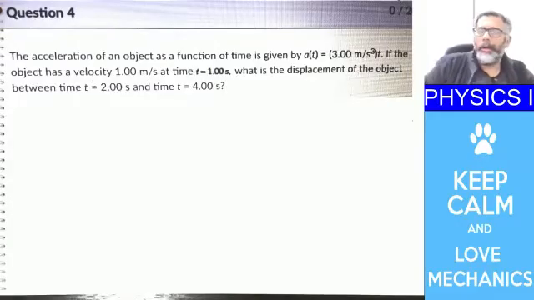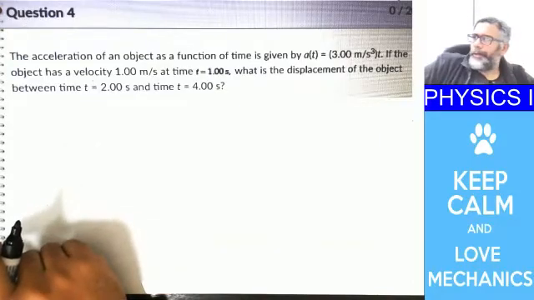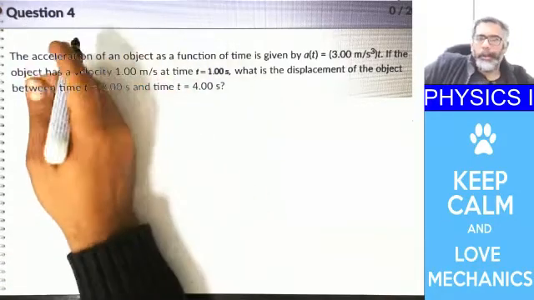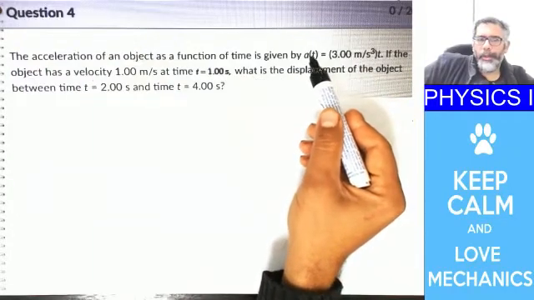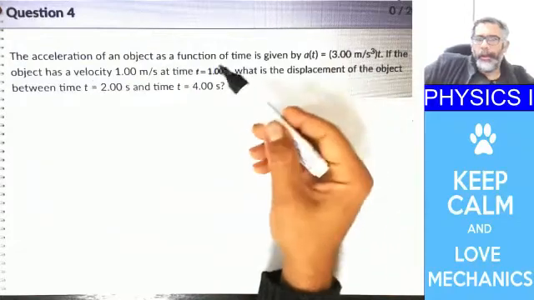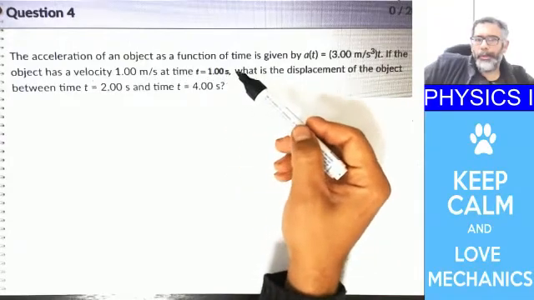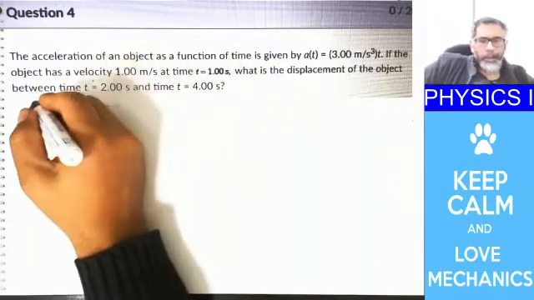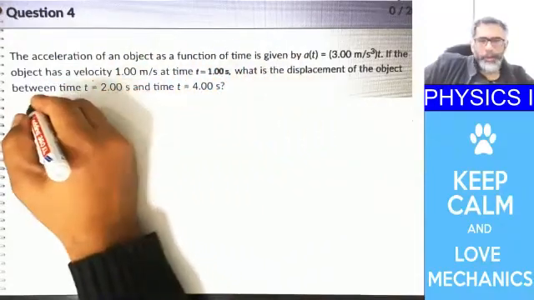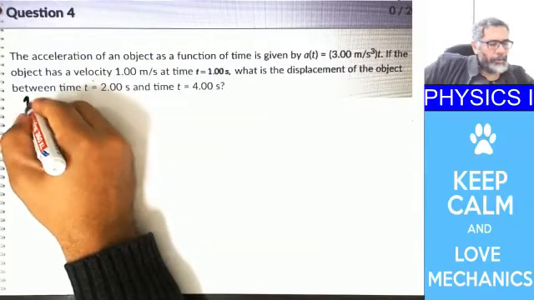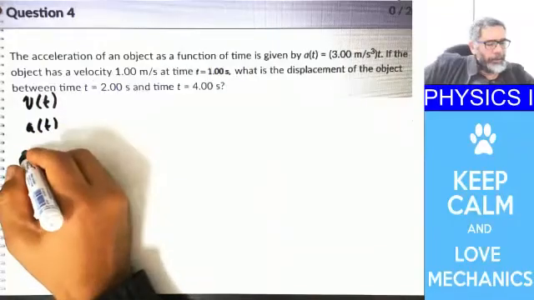All right. This is the first question for today. The acceleration of an object as a function of time is given by 3t. As you see, the acceleration is not constant, it's a function of time. If the object has a velocity of 1 meter per second at time t equals 1 second, let's write this. Of course, if the acceleration is a function of time, then the velocity will also be a function of time. So this is velocity, this is acceleration, and position.